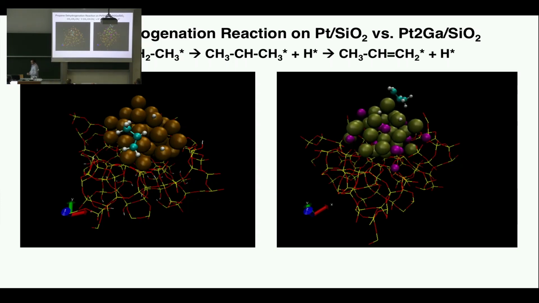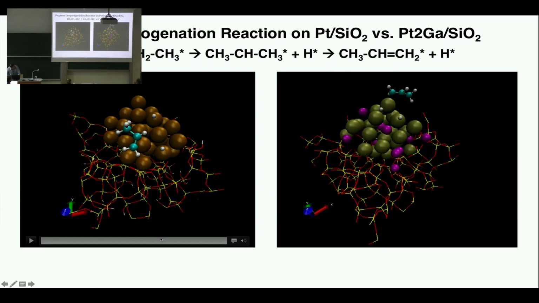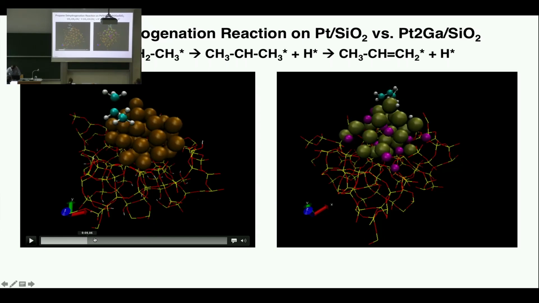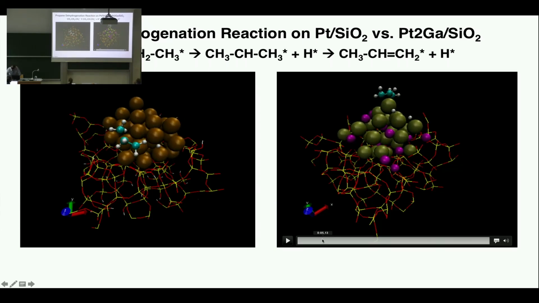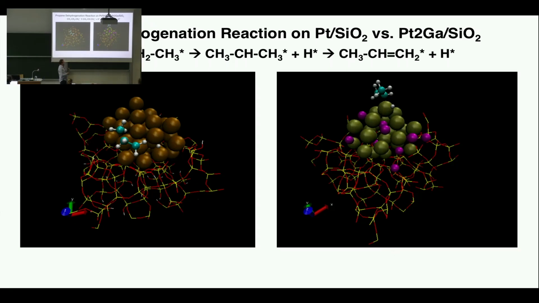And if you run the movies fast forward, you see that here the particle moves, but not as much in comparison to here, where you have a big movement of the particle. So we think that the reason behind this higher activity of this platinum alloy system is this high mobility of gallium that introduces the possibility to form more step platinum atoms that are a bit more active and react with propane to form propene.